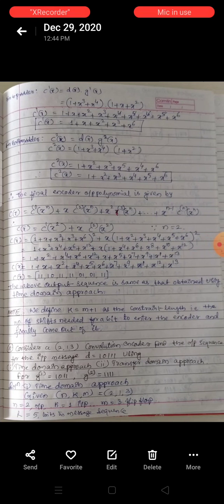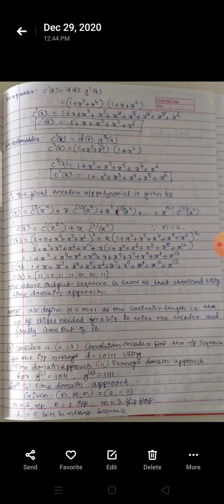So, now you have to find out the top adder output, because there are two outputs. So, top adder output, that is c1 of x, is equal to, what is the formula? D(x) into g1 of x. That converted, you can put it here, then multiply. So, we will get c1 of x is equal to 1 plus x square plus x cube plus x raised to 6. Bottom adder, the formula is c2 of x is D(x) into g2 of x. So, multiply here, you will get c2 of x is equal to 1 plus x square plus x raised to 3 plus x raised to 4 plus x raised to 5 plus x raised to 6.